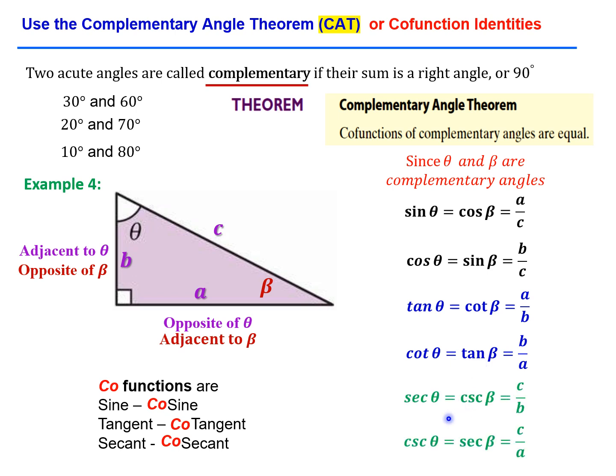And the last, secant: the cofunction of secant is cosecant, and theta and beta are complementary, so that's why they are equal. Same goes, cosecant theta is equal to secant beta. So it's easy to remember if you understand the cofunctions and the complementary angles.